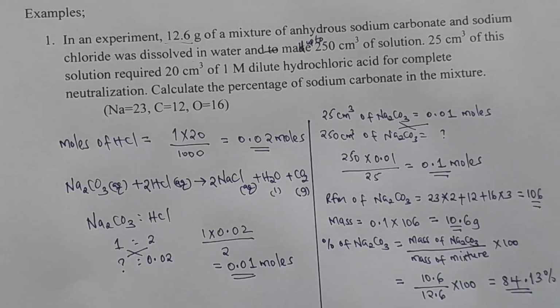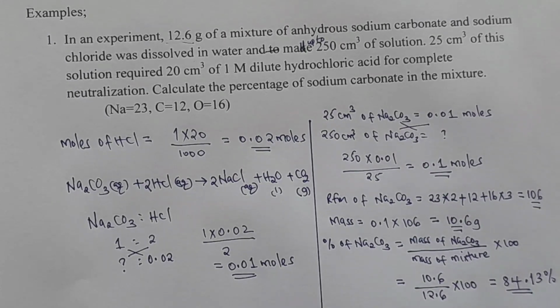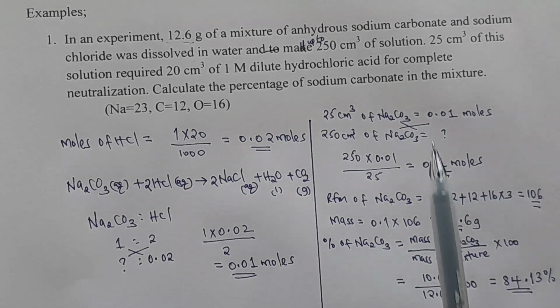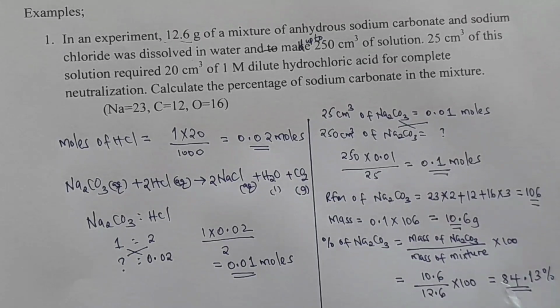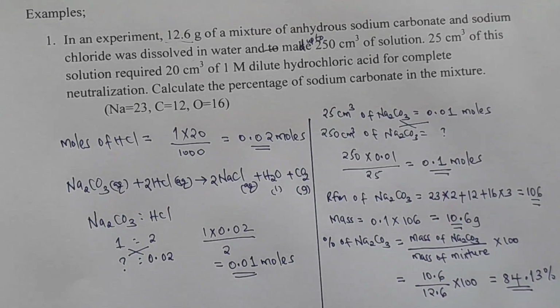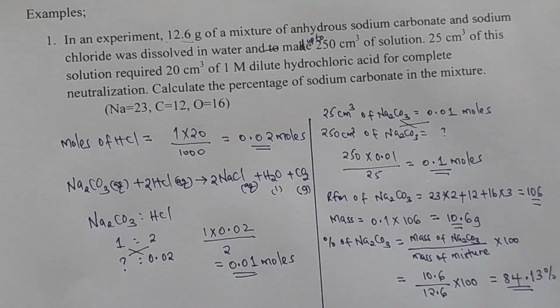In case you are asked the percentage of sodium chloride in the mixture, you only take this, then you subtract from 100. So you say 100 minus 84.13%. What you get from there will be the percentage of sodium chloride in the mixture. That will be the end of our lesson.